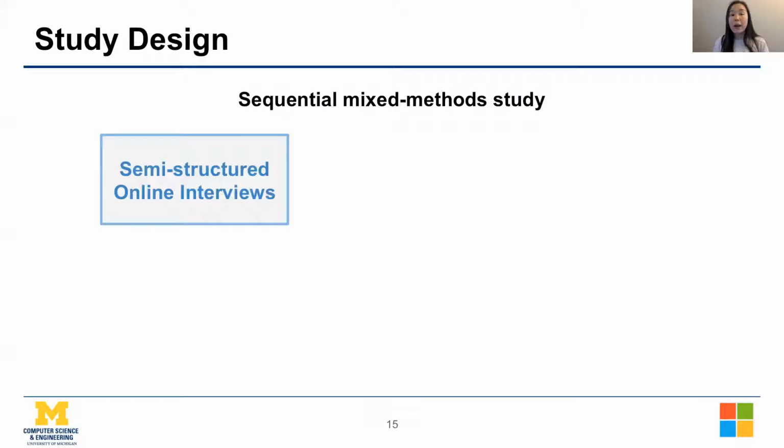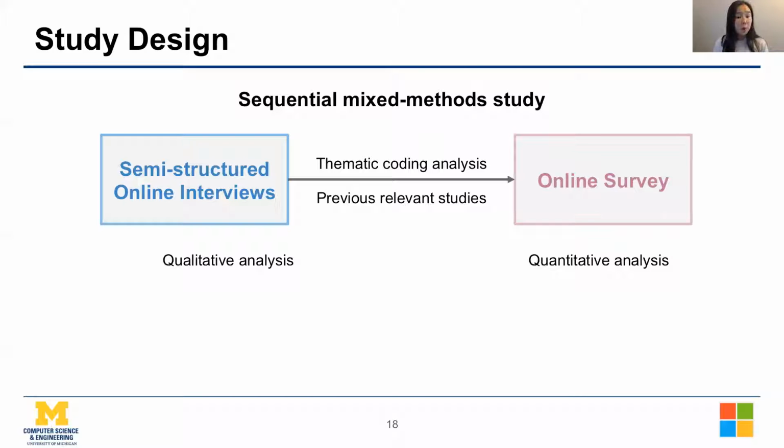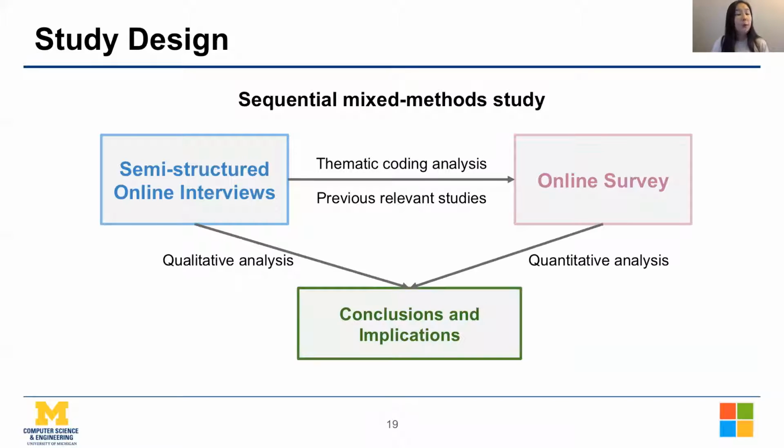Because we don't know a lot about open source for social good yet, we first conducted semi-structured interviews with contributors that are involved. Then, using the thematic coding analysis results of the interview and also combining with the previous studies on general open source projects, we designed a more detailed online survey and collected responses from contributors. Then, with a qualitative analysis on the interview data and a quantitative analysis on the survey data, we present our conclusions and implications.